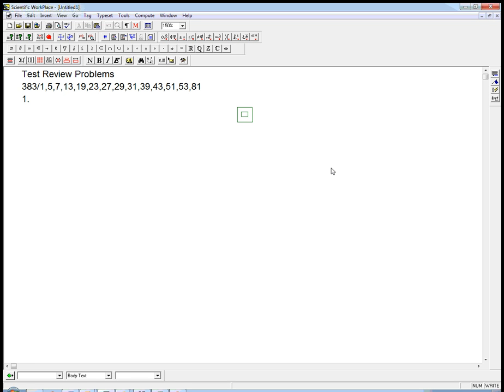Just going to run through the test review problems and do some solutions and comments. So number 1, we've got f of x equals 2 to the minus x plus 1. And we want to graph that. And one thing that's really important is the asymptote.